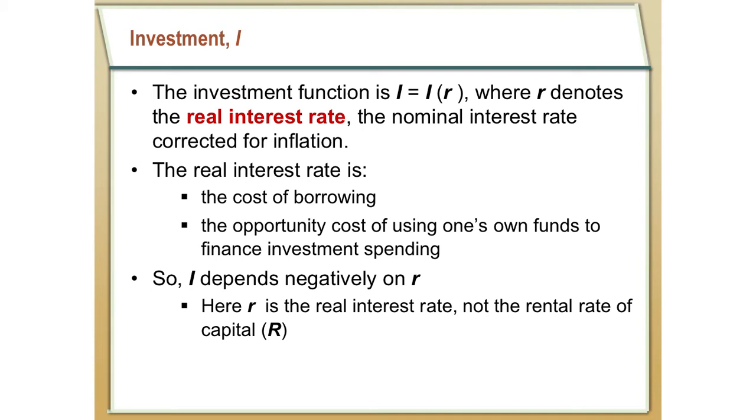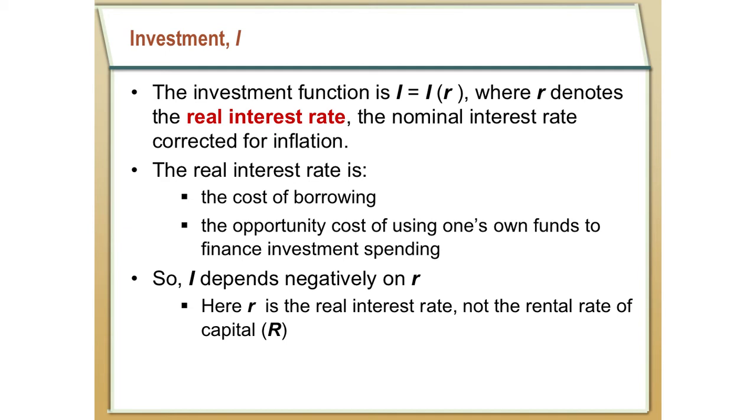So the real interest rate is the cost of borrowing. So if a firm wants to build a factory, they might not have all the cash on hand, or they may not want to use it. So they might borrow from someone. So the interest rate is the cost of borrowing. But remember, even if you use your own funds, there's an opportunity cost. So if you don't use your own funds for the factory, you could put those in a bank and earn the rate of interest. So in the real world, there are all sorts of different interest rates. In this model, we're simplifying it and saying there's one interest rate. But again, that's a simplification.